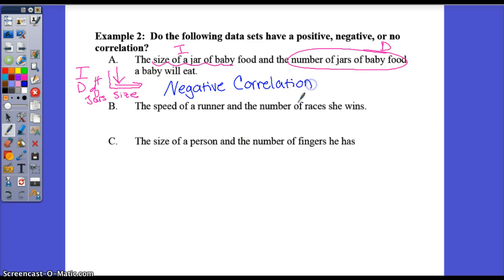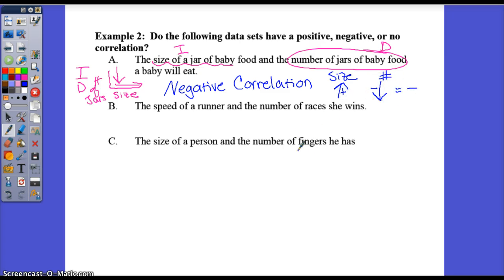Another way to think about it could be if you write size here, because that's your independent, and the number. As the size increases, the number decreases. Think about it as a positive and a negative. Positive times negative equals a negative.